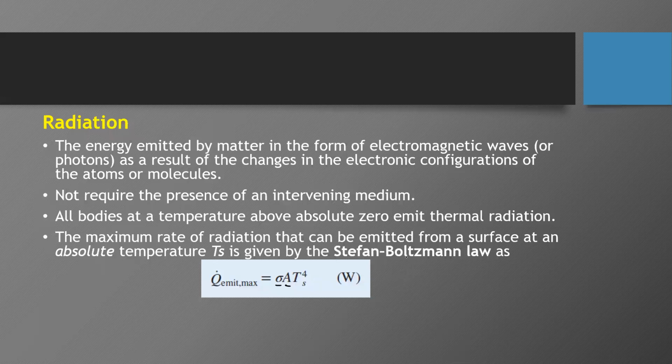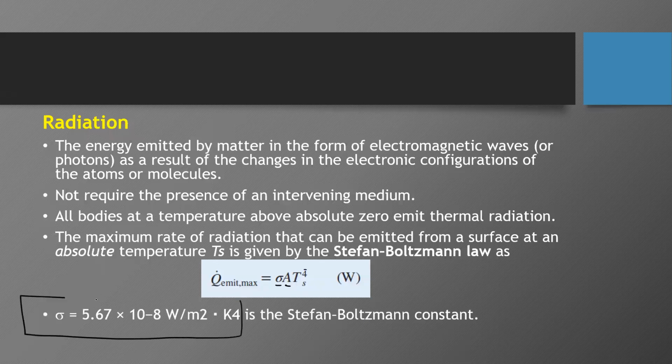Sigma is the Stefan-Boltzmann constant, that is a constant. A is the surface area, Ts is the surface temperature. So this is actually the Stefan-Boltzmann constant, right? This amount.